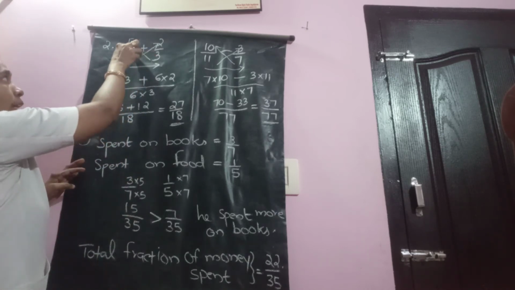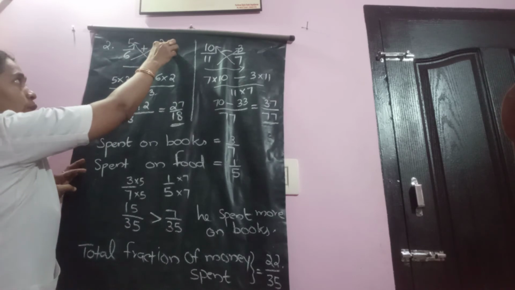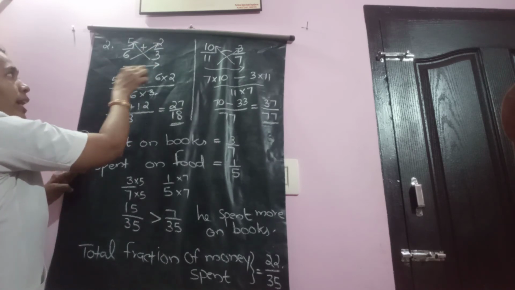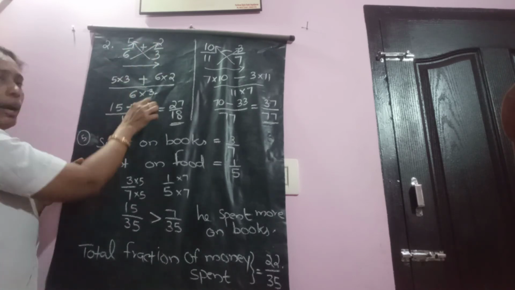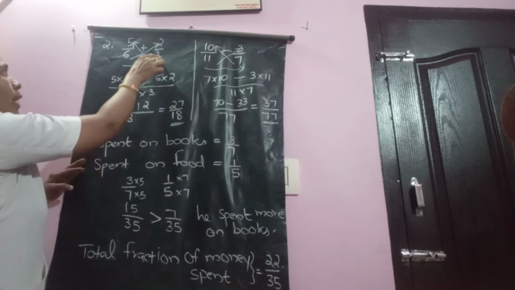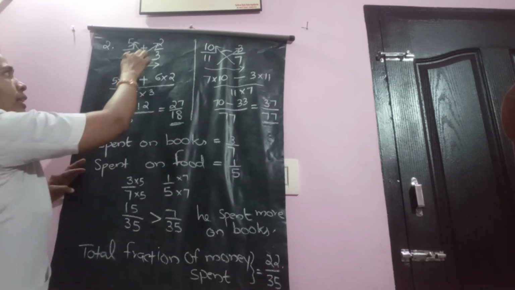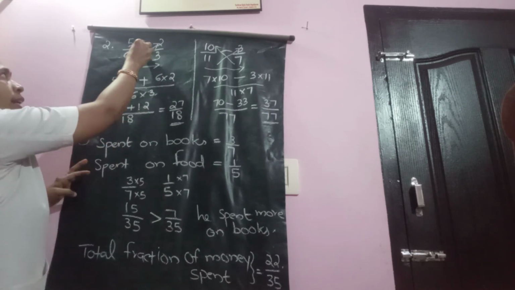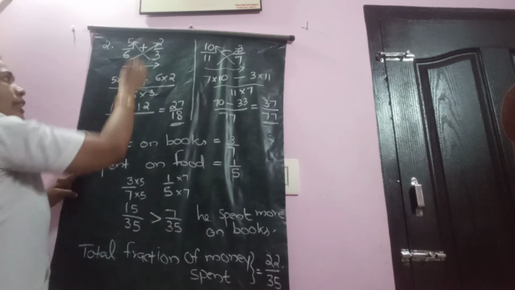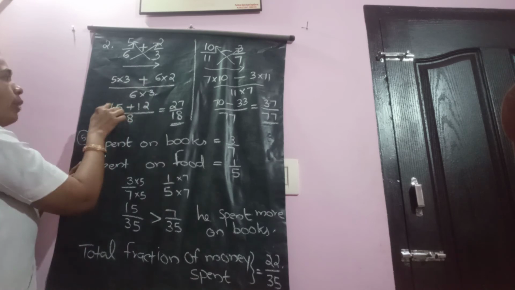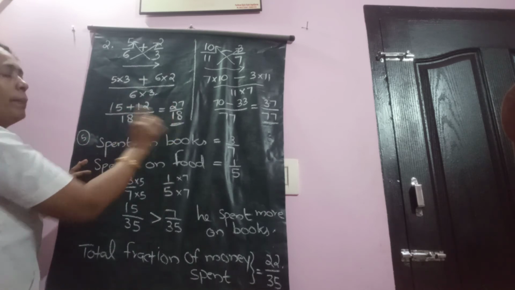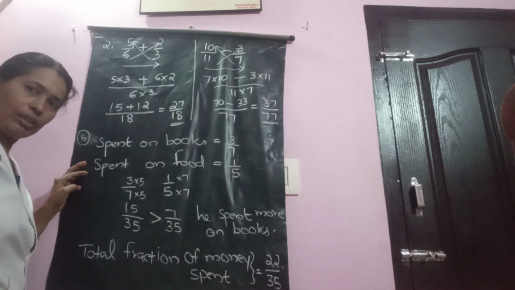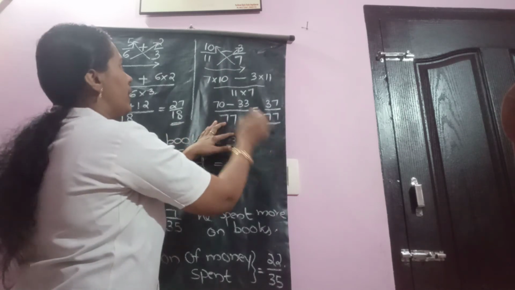3 comes to the place of 5, 6 comes to the place of 2, and finally the denominators of these two together you have to take. Isn't it? So 5 3s are 15, 6 2s are 12, and 6 3s are 18. And here the connection is plus. So follow the plus sign. So you add these two. 27 by 18. Finished.